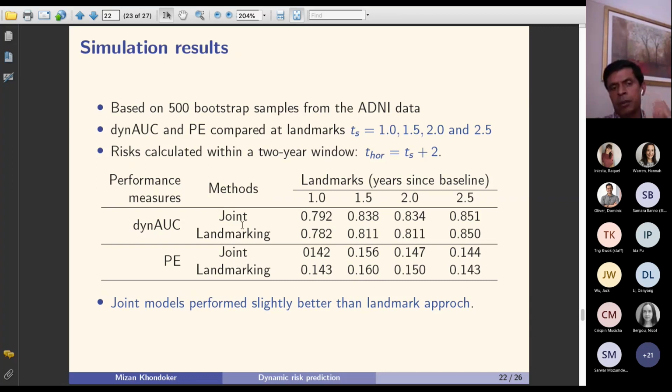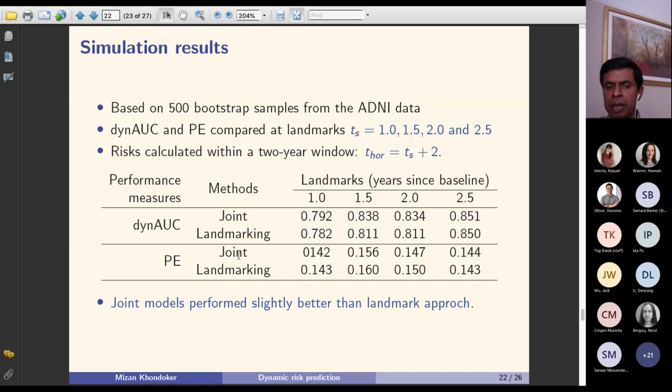So you can see dynamic AUC for the joint model, first line, and the second line is for the landmarking based on the Cox regression model. You can see the measures are pretty similar. The numbers differ only in the second decimal place. But both methods are doing very well in terms of calibration and discrimination measures. So this is dynamic AUC. If you compare these numbers, the joint model has performed slightly better than the landmarking approach for all of the landmark time points.